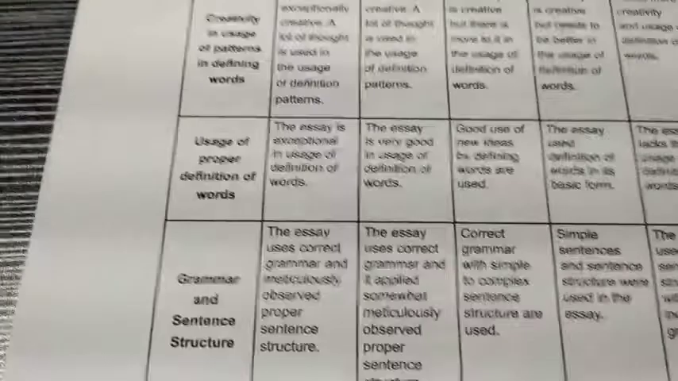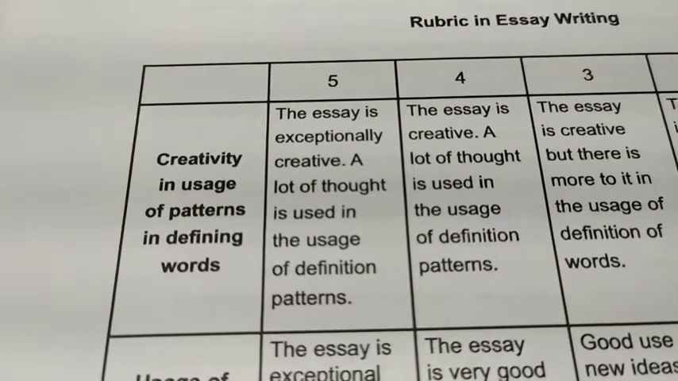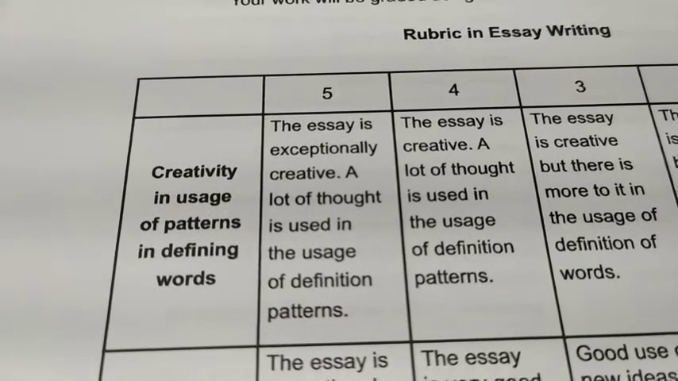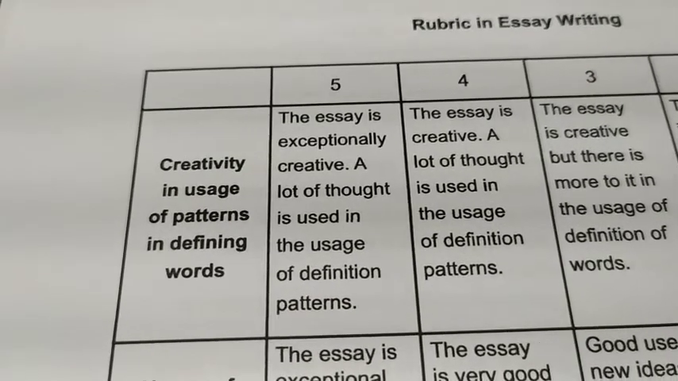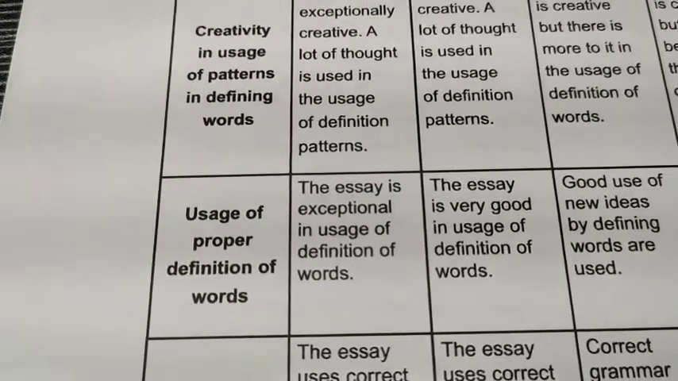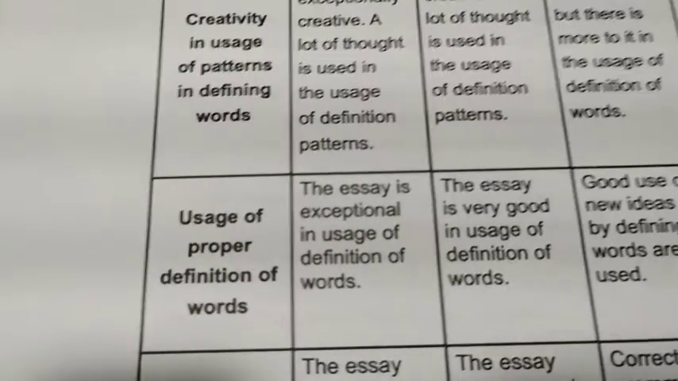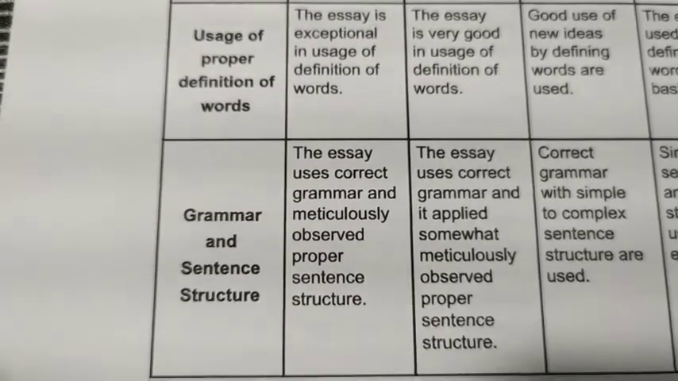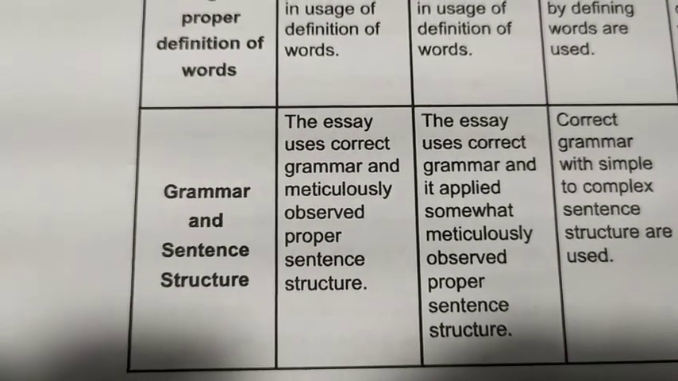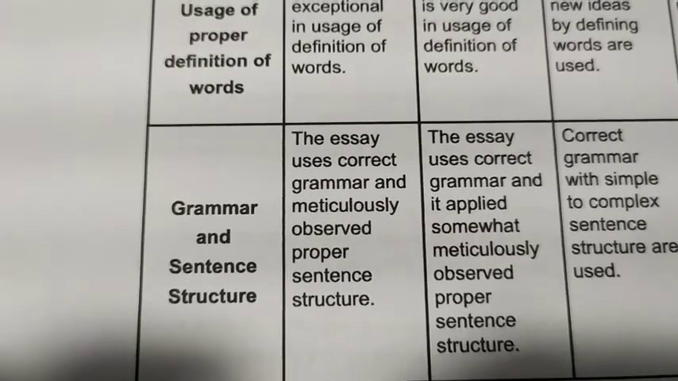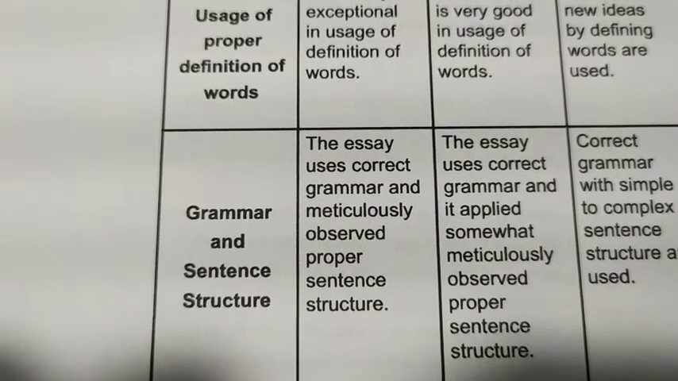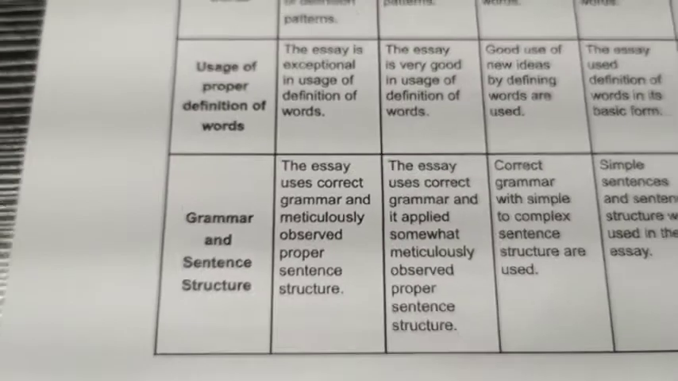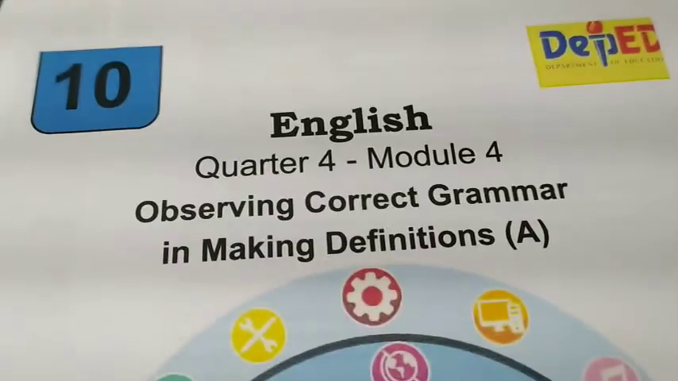So we have rubrics. Creativity and usage of patterns in defining words: if you use the pattern correctly, then you will get 5 points. Then usage of proper definition of words: if you use clear, simple words and avoid jargon, then you will get 5 points. Grammar and sentence structure: if you observe meticulously the sentence structure and punctuation also, then you will get 5 points. So if you still have questions, you are free to message your English teacher.